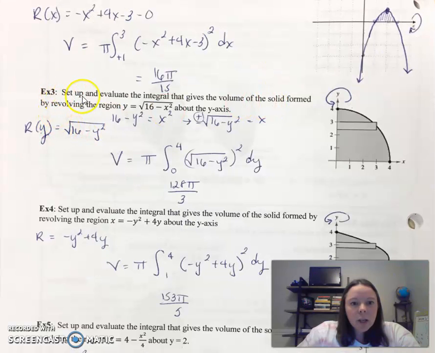All right, set up and evaluate the integral that gives the volume of the solid formed by revolving the region about the y-axis. So immediately, here's the graph. Now we're going about the y-axis, so you've got to get your function in terms of y. So I squared both sides, then did the square root. Now we're dealing with the positive part, so that's what we're going to keep. So then we did pi times the integral from 0 to 4, and that's going to be our radius there, squared dy.